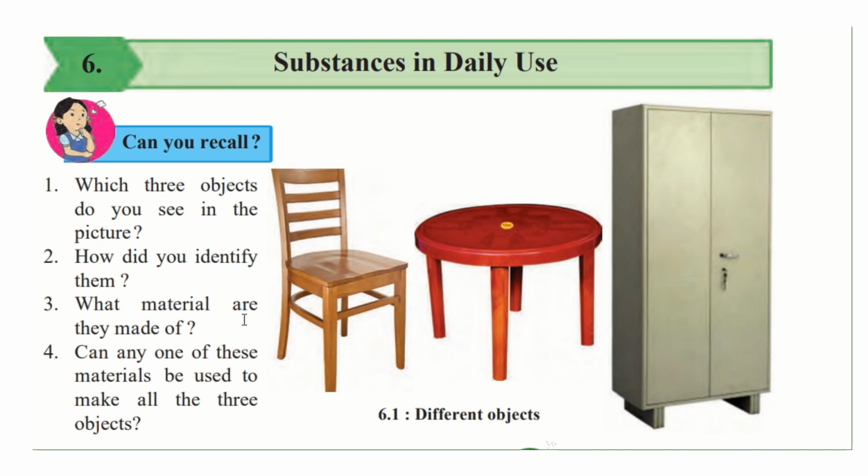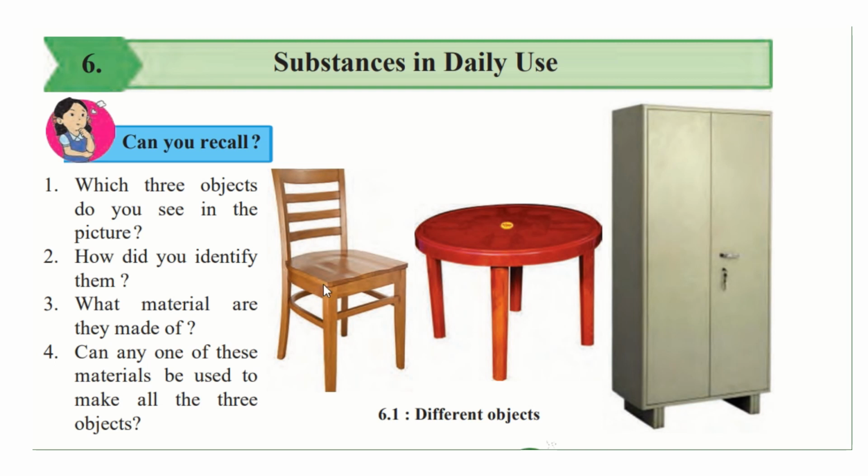What materials are they made of? If you look at the chair, it is made of wood. The table is made of plastic, whereas the cupboard is made of iron. Can any one of these materials be used to make all the other objects? Now let's look at it.